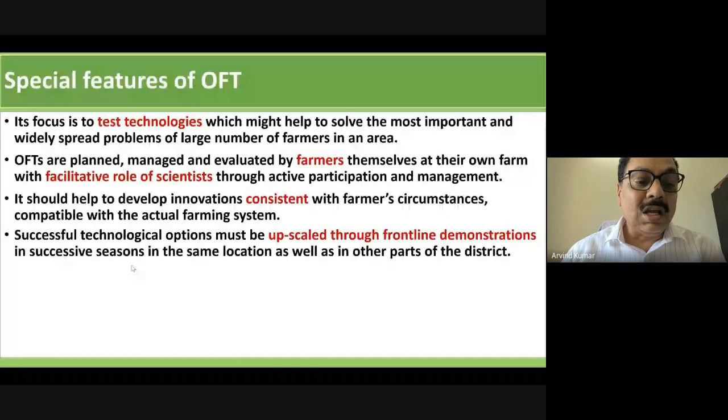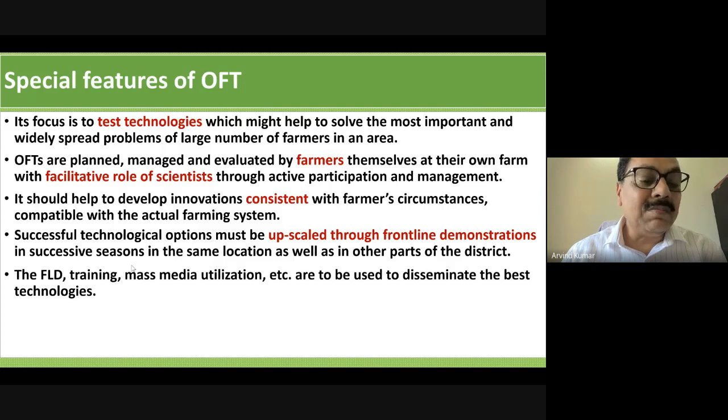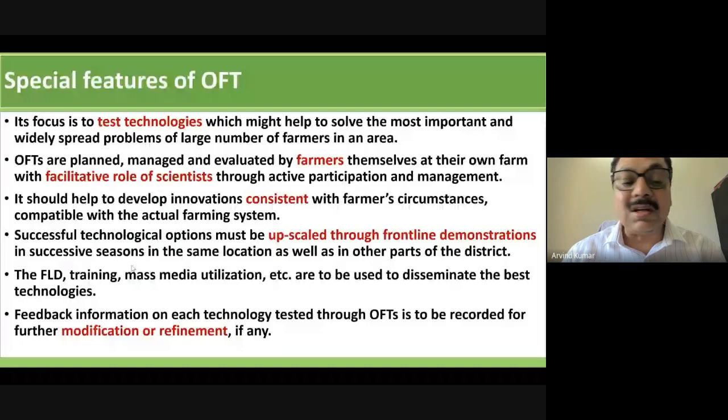So now the FLD, training, and mass media may be utilized for disseminating the best technologies, and the feedback information on each technology tested through OFT is to be recorded. This is the gist. If you have not recorded, then you might lose some of the important information, and based on that information, you may recommend to the research system whether it needs modification or refinement, or it should go to the farmers' field through the main extension system, that is various line departments.